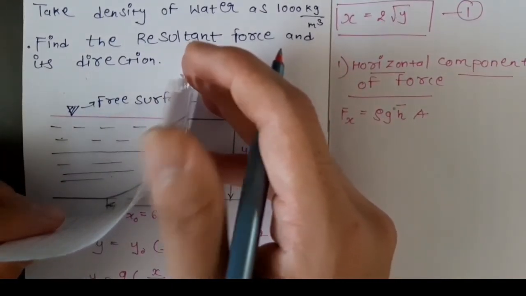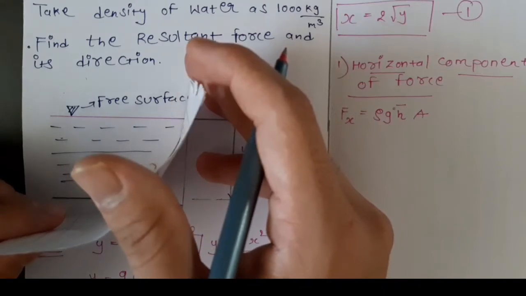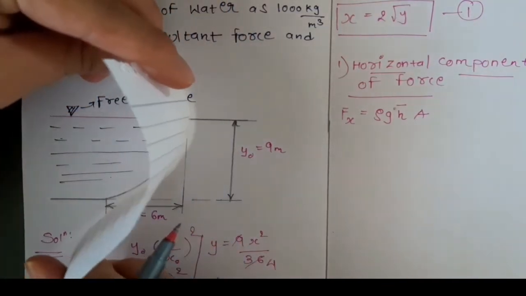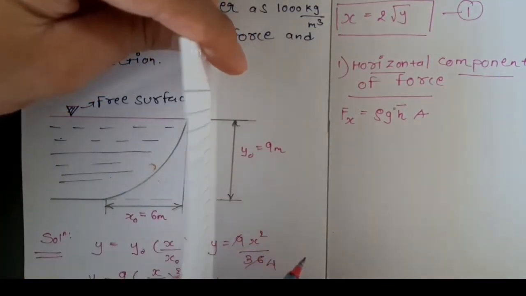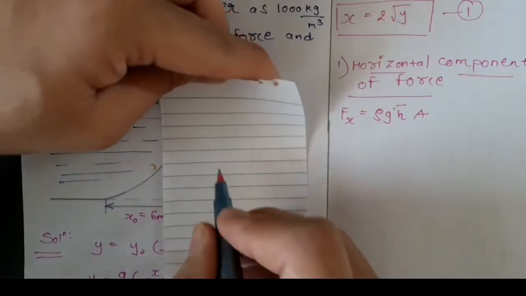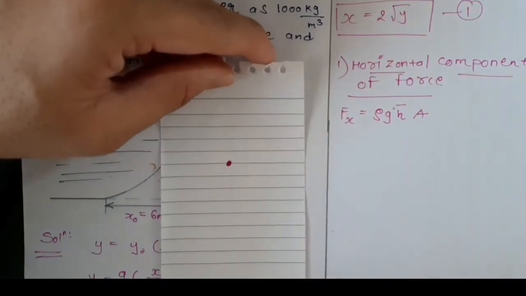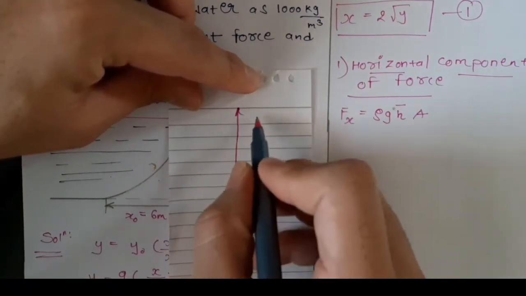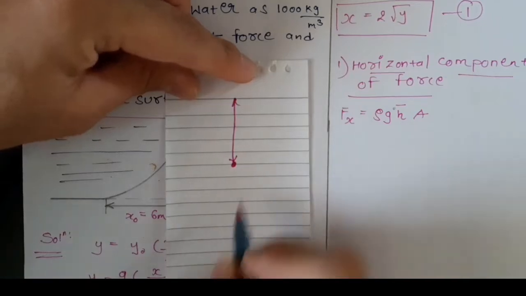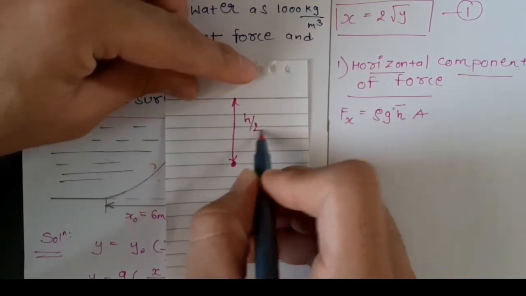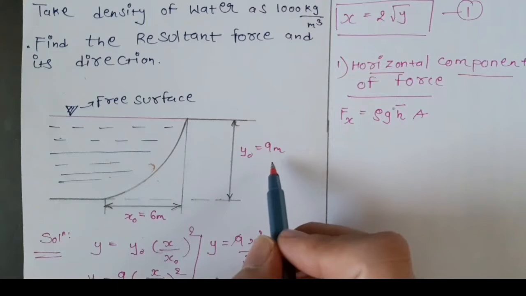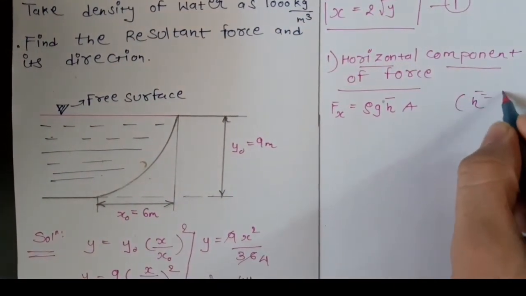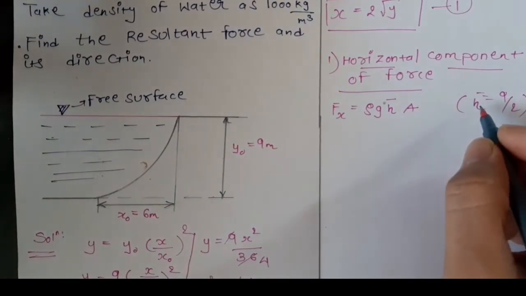Now when you project the area of this curved surface, it will look like this. Okay, so this is the projection of this curved surface on the vertical plane. So this is the projection. Now we have to find the centroid of this projected area. So the centroid will be at the height by 2 distance. Let's say the height of this rectangle will be h, then it will be h by 2. But here it is mentioned 9 meter, so h bar equals to 9 by 2. Okay, h bar will be 9 by 2.